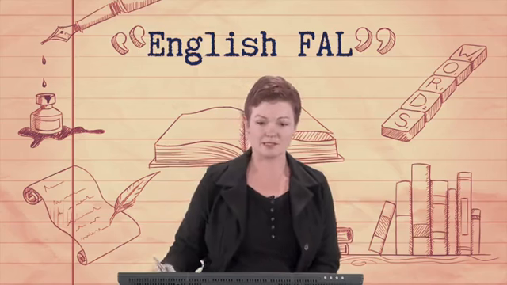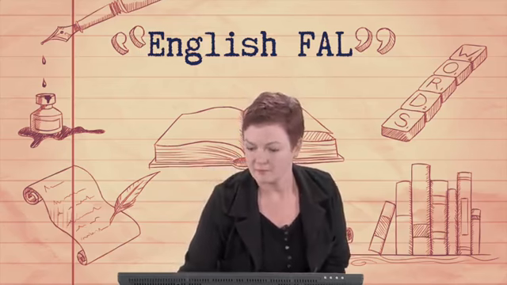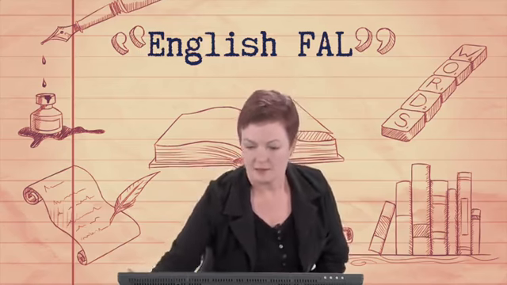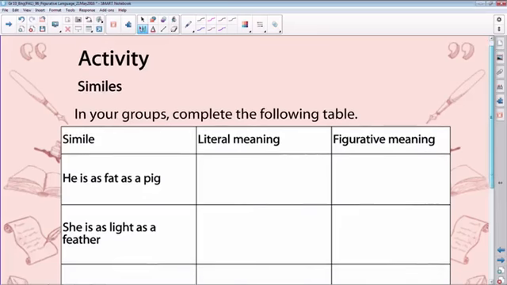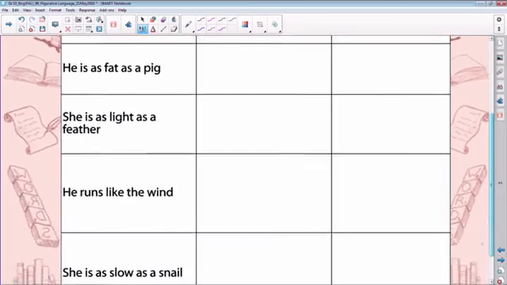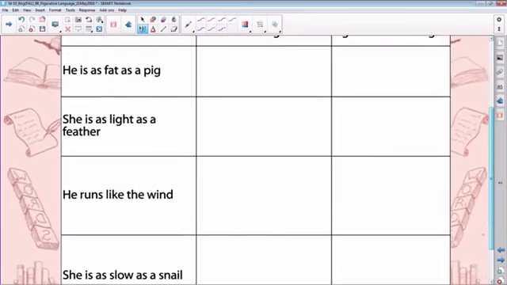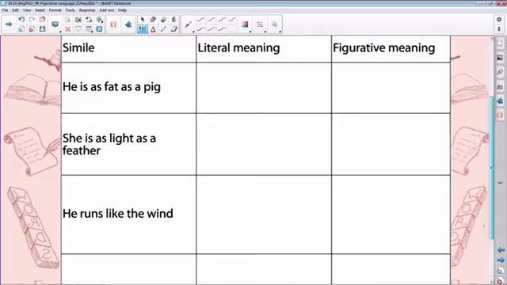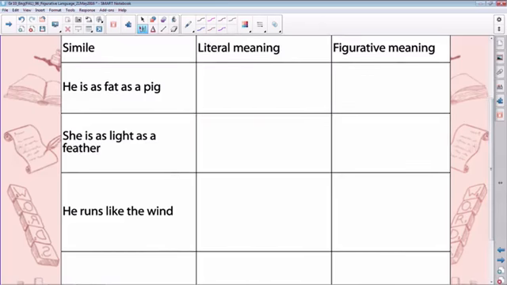All right, so let's look at this table together. We have our 4 similes. Just going to see if they'll all fit onto the screen. Well, let's first look at the first 3. So what is the literal meaning of the first simile, "he is as fat as a pig"?